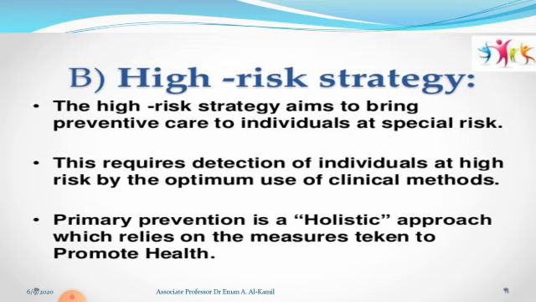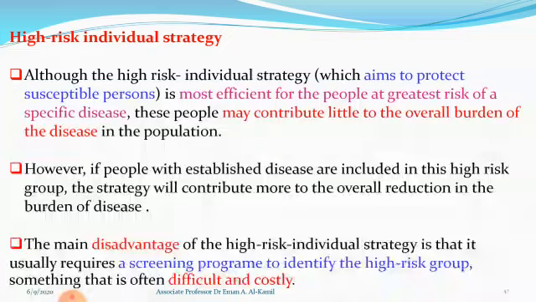But this requires detection of individuals at high risk by the optimum use of clinical methods or different biochemical or microbiological procedures. Primary prevention is a holistic approach which relies on measures taken to promote health. So, the high risk individual strategy aims to protect only the susceptible people, or persons who have the risk factor, and is most efficient for these people at greatest risk of specific diseases.